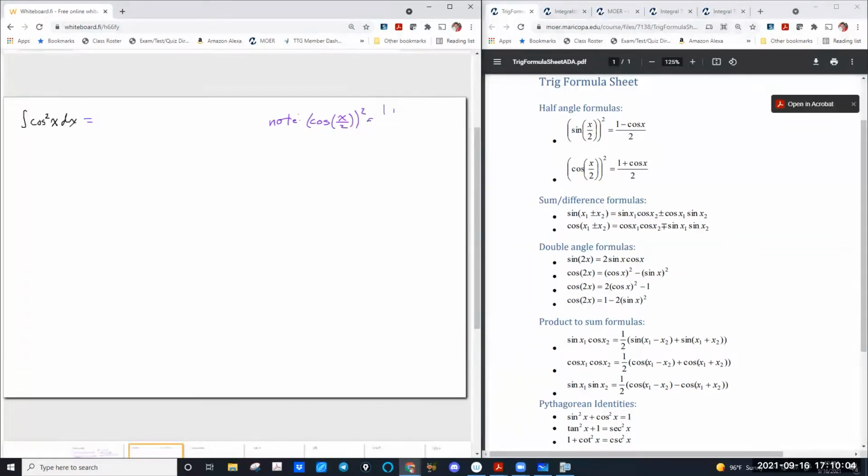All right, so 1 plus cosine of x over 2. This is going to be nice because now cosine doesn't have a power. This becomes a basic antiderivative. There is one little nuance we have to be careful of. This was for cosine of x over 2 squared, and remember from your notation from trig, that's the same as cosine squared of x over 2. Those are the same thing.